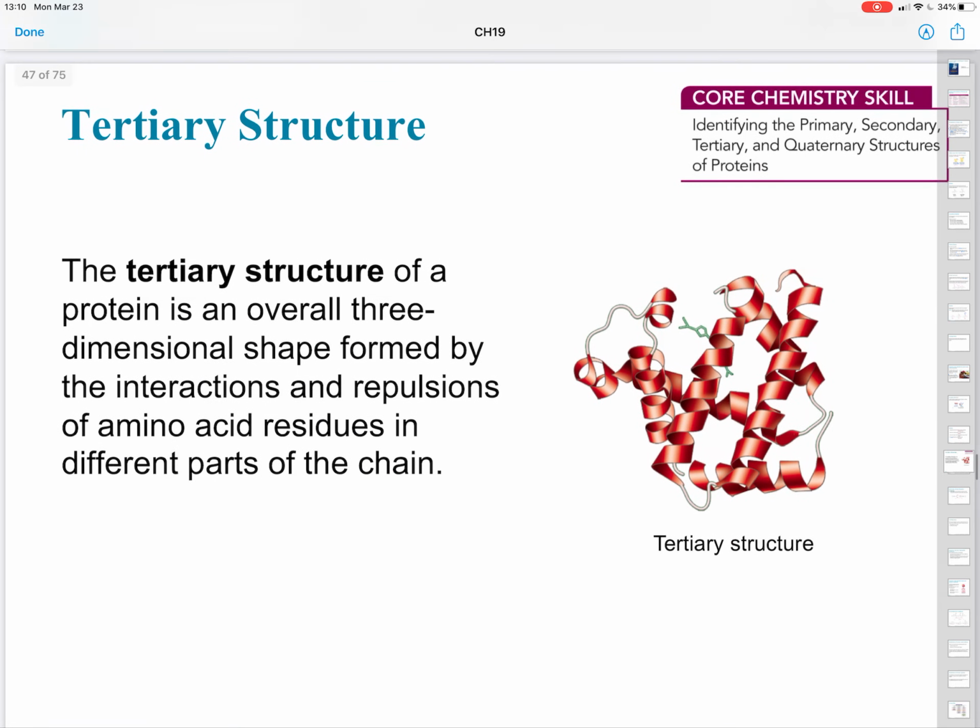Let's take a look. So tertiary structure is the final overall folded protein. Here, this one is shown interacting with some kind of molecule. Maybe this is an enzyme of some sort.